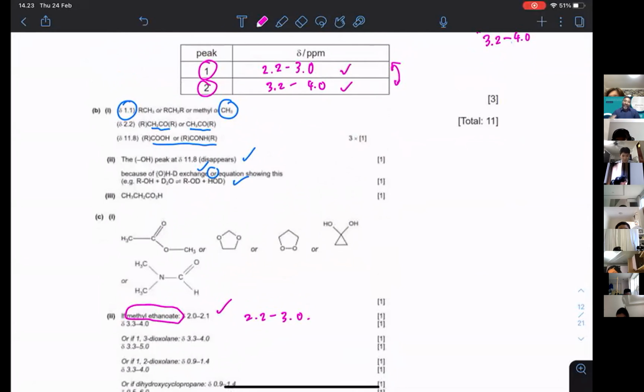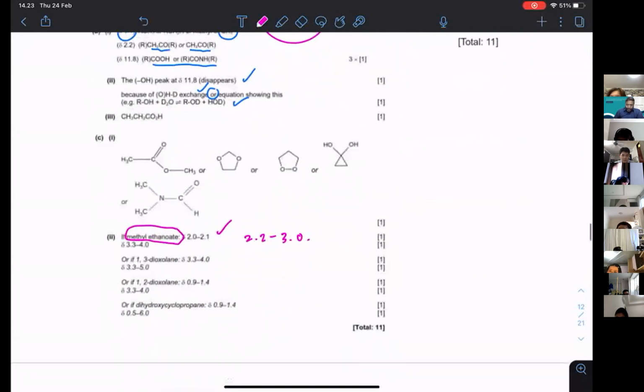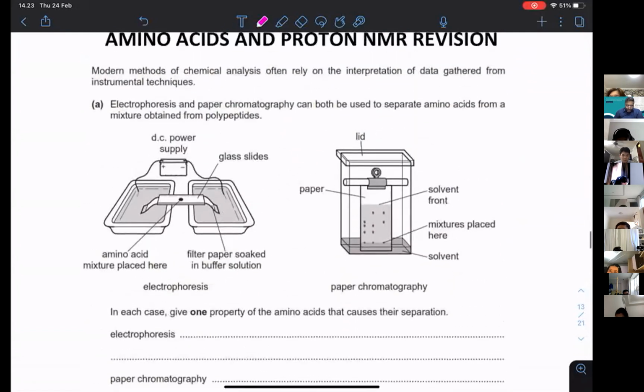The answer is slightly different because of different years. They were using different data booklet values. So that is something you need to take note of. This is going to be the value that they are supposed to give you. So, done with this part. Let's move on.